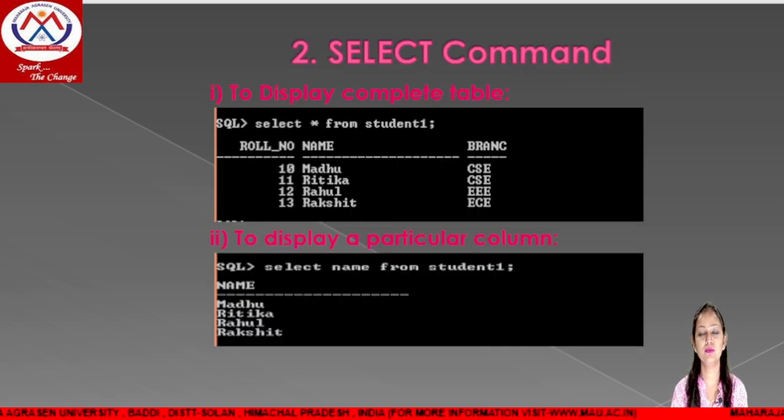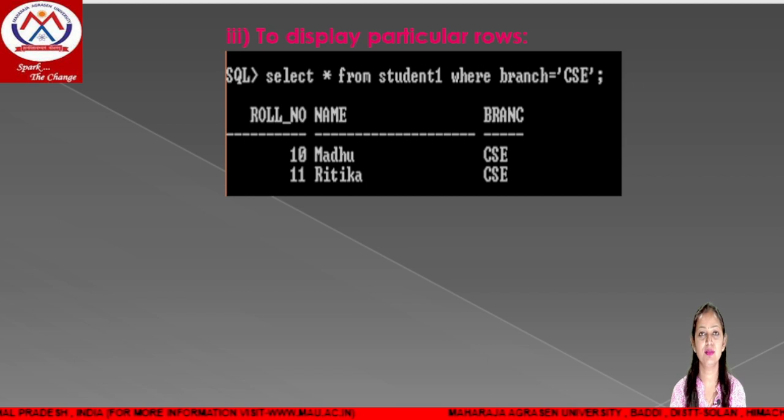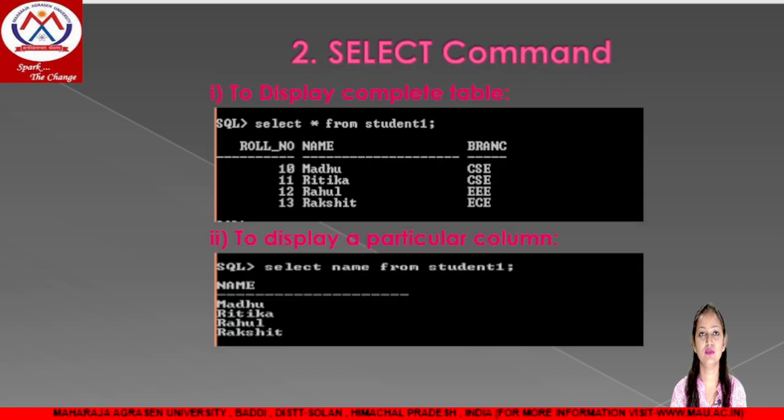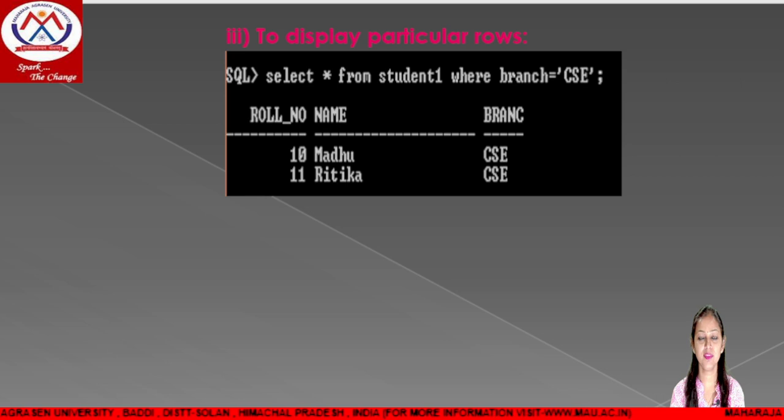Now one question for you. Let's say we want to display the names of the students who belong to the EE branch, then what do we need to do here? What will we type? The answer is simple. We will type here select star from student1, that is the table name, where branch is equal to EE. So when we run this command, all the EE students would get displayed as an output. So these were the three different ways of using the select command, right?